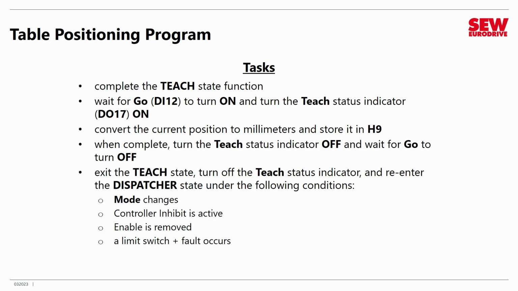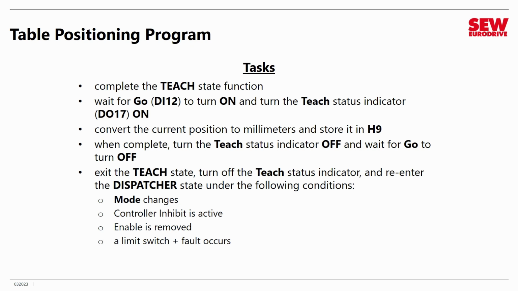Here's what you need to do to complete the teach state function. First of all, again, you need to watch the go bit DI12 to turn on because that signals teaching begins. When that does go on, turn on the teach status indicator, which is DO17. That signals the PLC that teaching is happening. Take the current motor position and convert it to millimeters. Don't forget that. And then store it in the non-volatile location H9. That's the position location in the last row. Do not alter the speed or ramp.